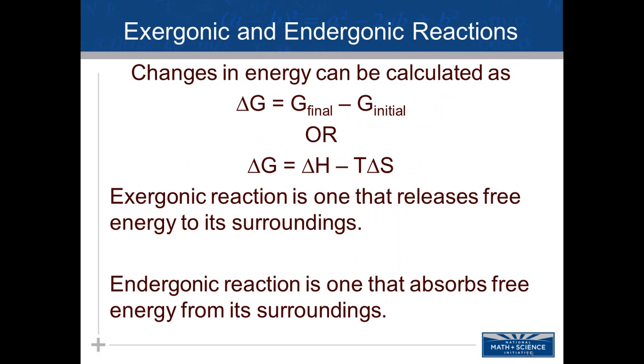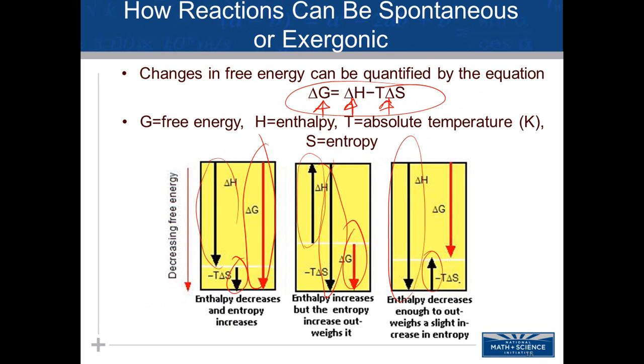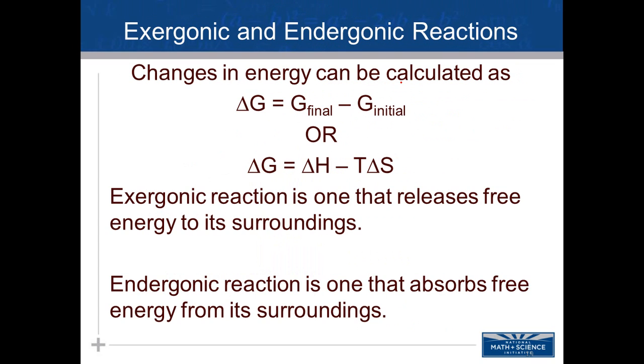Now, another way we can calculate it, let's go forward. Another way that we can calculate it is that changes in free energy is equal to the free energy of the products minus the free energy of the reactants. Delta G, if it releases free energy to its surroundings, is exergonic. And if it absorbs free energy from its surroundings, then it's said to be endergonic.